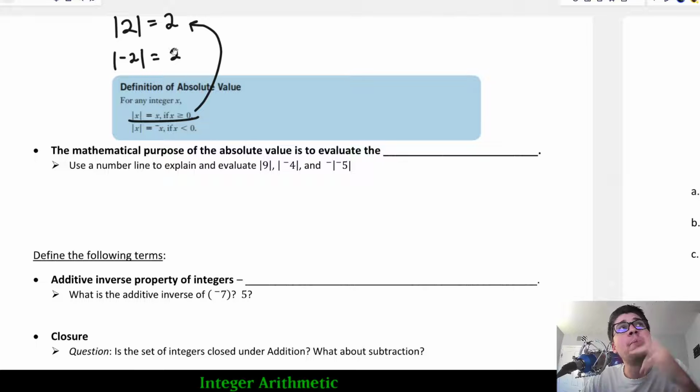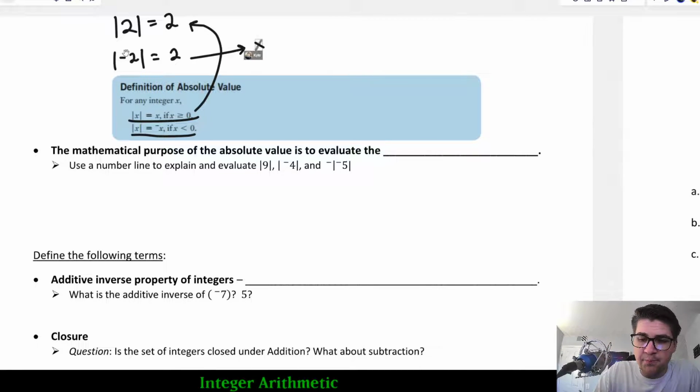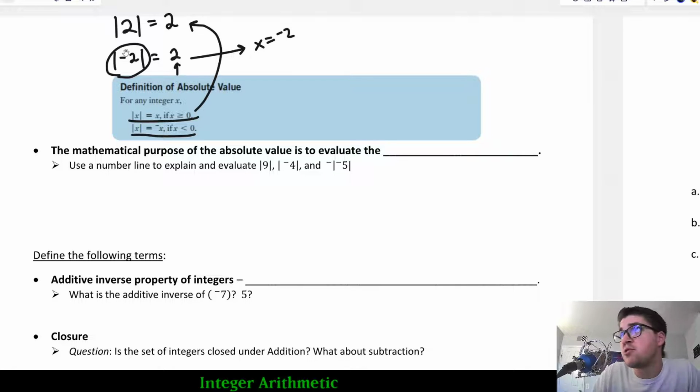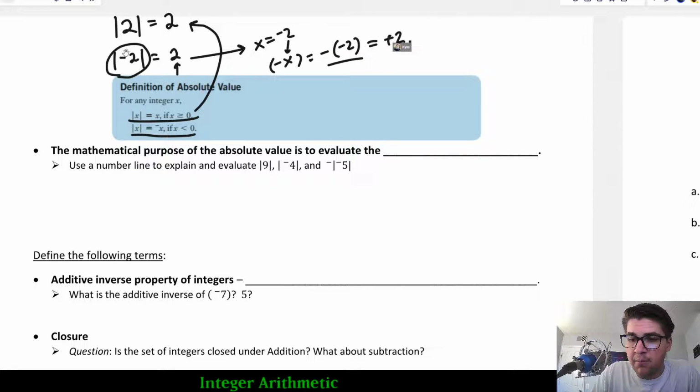But remember that a positive is the opposite of a negative, and that's the key to understanding the second part of the definition. It says the absolute value of x is equal to negative x if x is less than 0. In this situation, sorry, x is negative 2. If I wanted to figure out how do I change a negative into a positive, algebraically speaking, think about negative x. If I plug in negative 2 for x, what I would get is negative negative 2, or a double negative, which, as we were talking about, makes a positive.